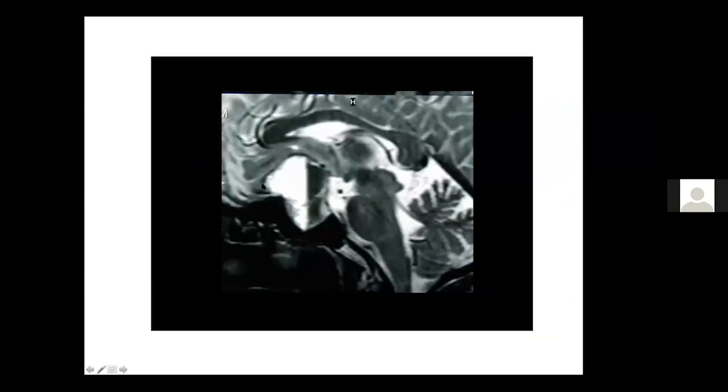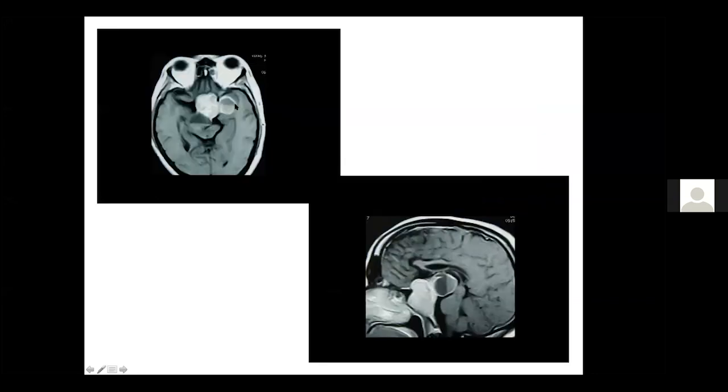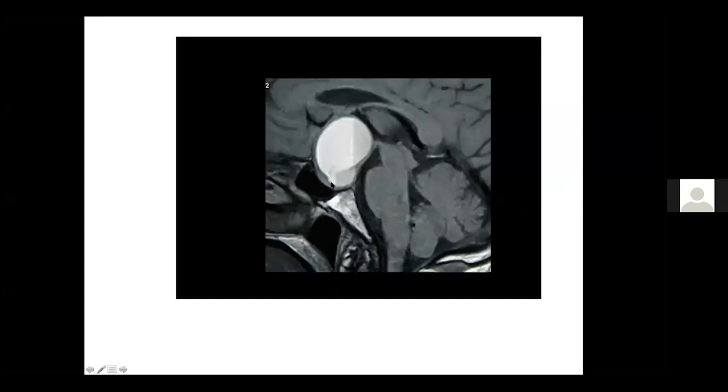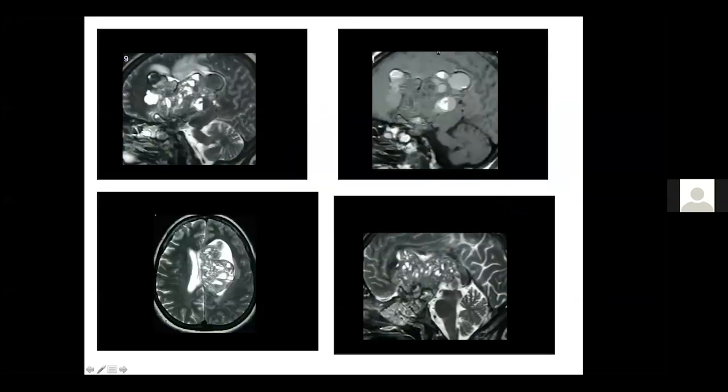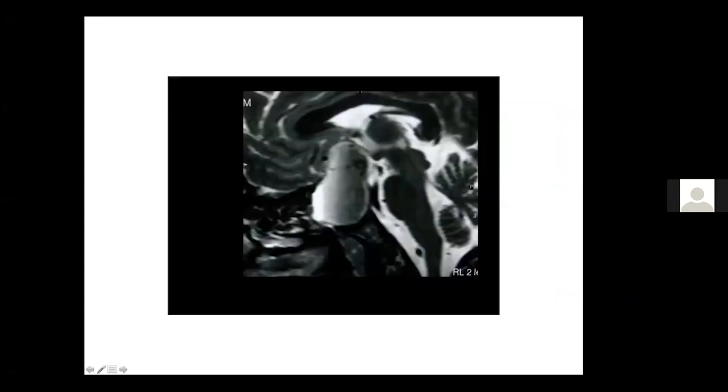Completely divided fluid level. Fluid level in the part which is in the cavernous sinus and the part which is going behind. There is fluid level here, fluid level here. There are multiple fluid levels within the confines of the tumor. If you see this giant tumor, if you see carefully, there are fluid levels in many of these cysts. I can tell you these tumors are relatively easy to operate.